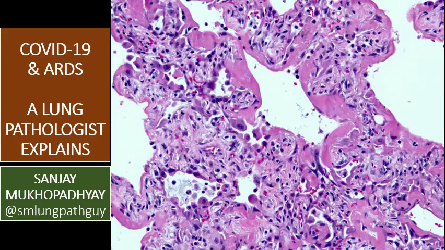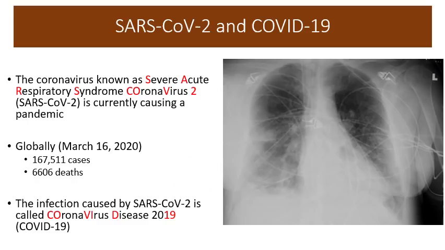I'm going to focus on one of the manifestations of COVID-19 that happens in very severely ill patients, and that's called ARDS. And I'm going to try and explain to you what that looks like under the microscope and why that is such a serious form of lung disease that happens with these patients.